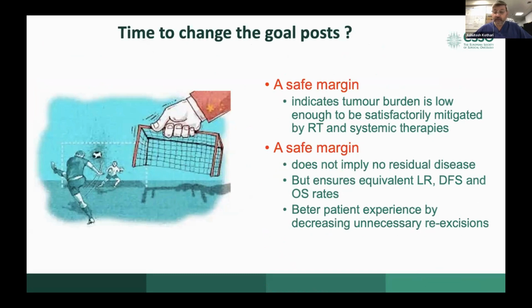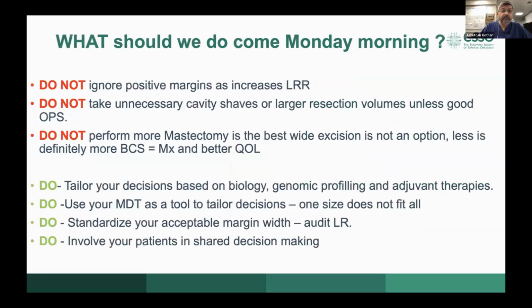It does not imply that there's no residual disease in the breast, because we know from the slides I've shown you that it can range from between 40% and 10%. It should ensure that there's an equivalent local recurrence rate, disease-free survival rate, and overall survival rate. And it will enhance the patient experience by doing less surgery, decreasing unnecessary excisions and giving better aesthetic results. So to conclude, I think what we don't need to do is ignore positive margins, as we know it increases local recurrence rate despite radiation.